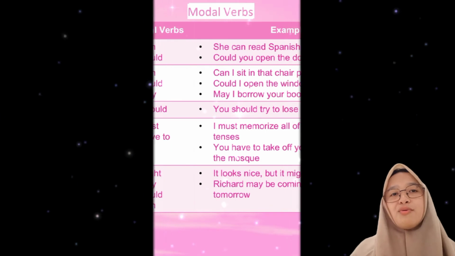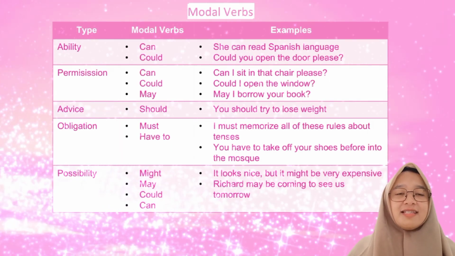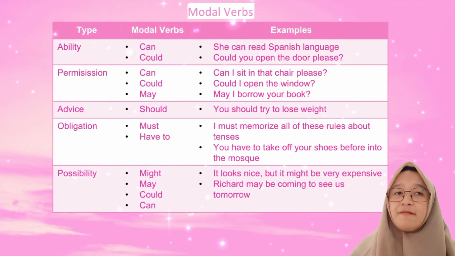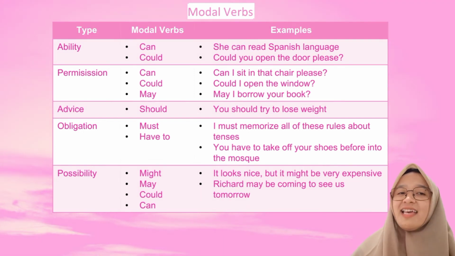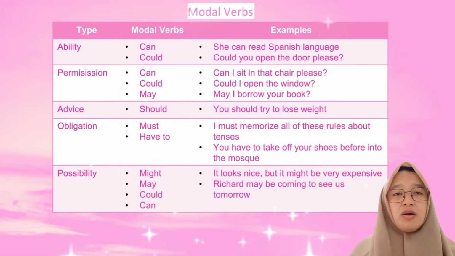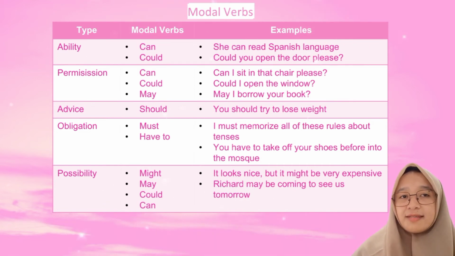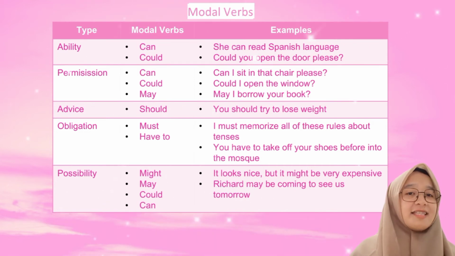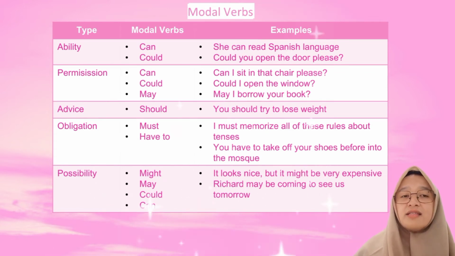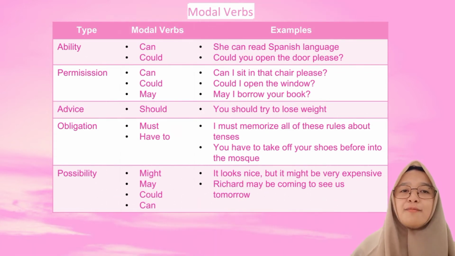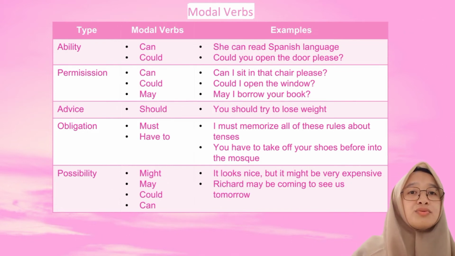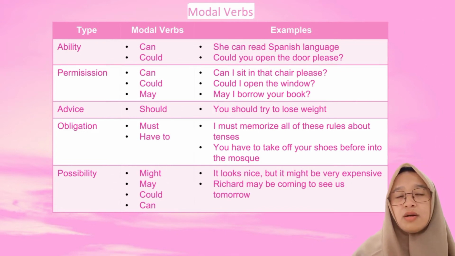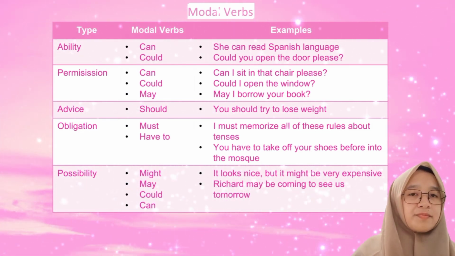So, here we go. The first type is ability, and the modal verbs are can and could. For example, she can read Spanish. Or, could you open the door please? The second type is permission. The modal verbs are can, could, and may. For example, can I sit in the chair please? Or could I open the window? Or may I borrow your book?